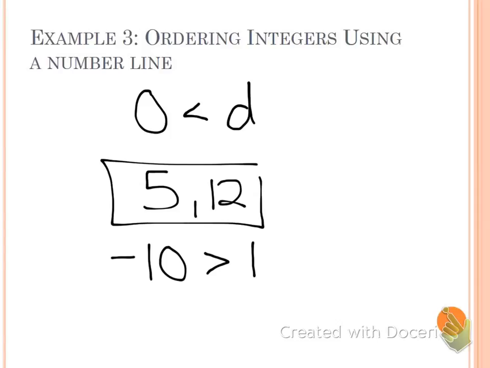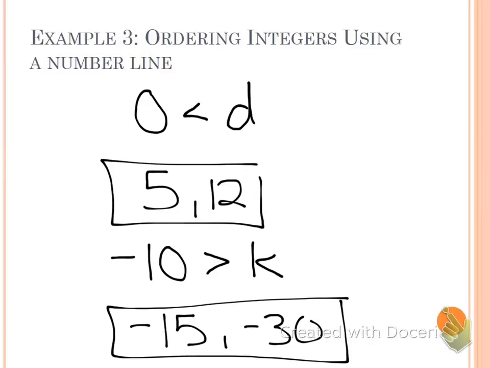All right, give me 2 values here that would make the statement true. 2 values for K. So any number less than negative 10 would make this true. Negative 15 and negative 30 are just 2 examples of that. All right, so that should be pretty much everything for 6.1.